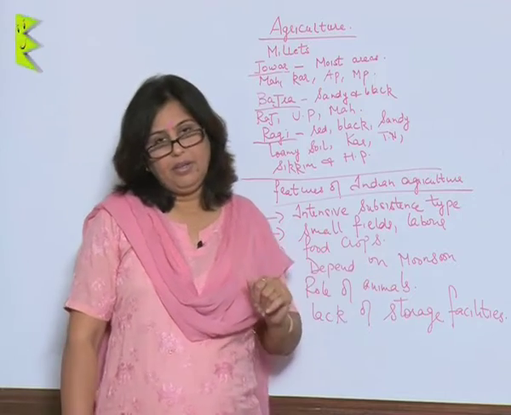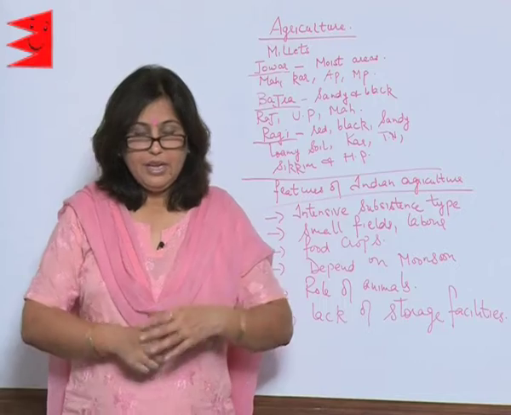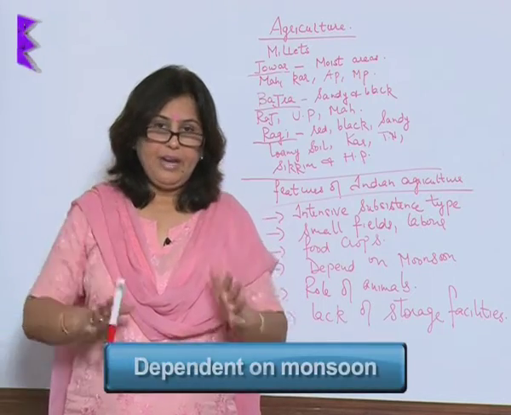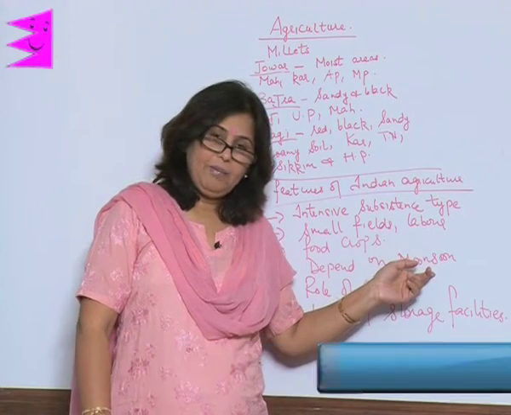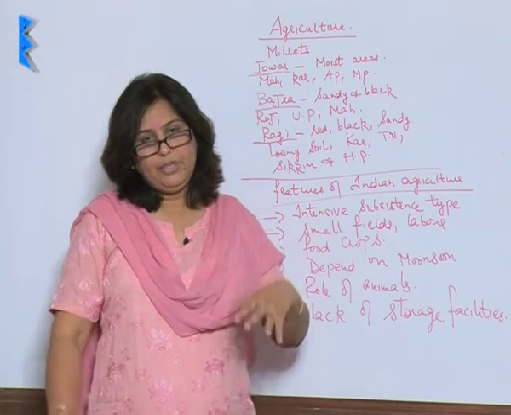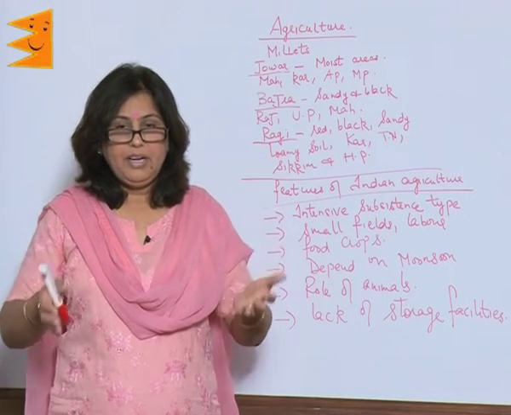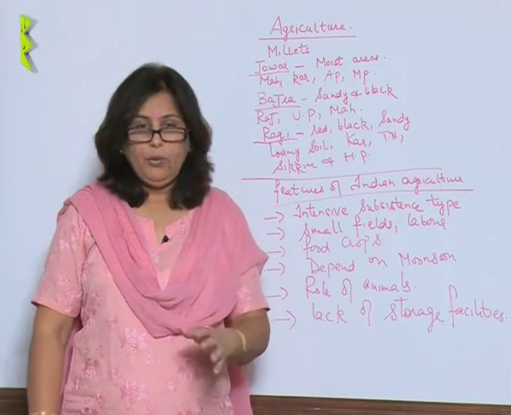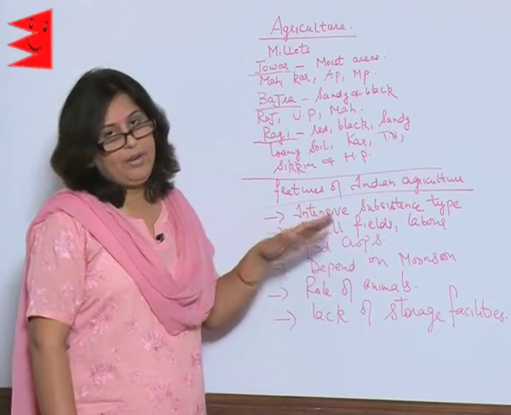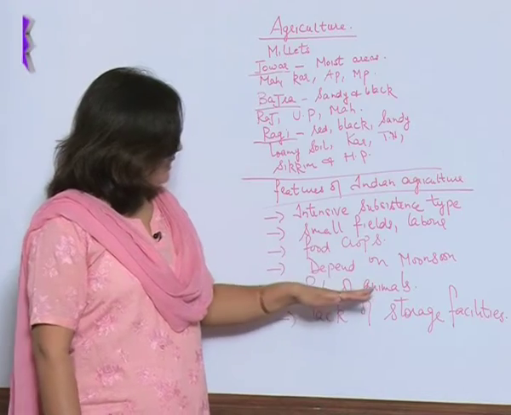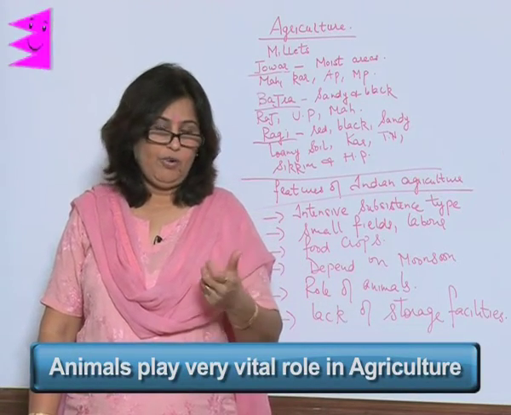The Indian farmer, they say, is always looking at the sky, because he is dependent on monsoon and monsoon alone. If there is a bad monsoon, it is a bad crop. If it is a good monsoon, a happy farmer. That means modern irrigation methods have yet to reach the maximum number of farmers in India, and they depend on monsoon. Next, animals play a very vital role in agriculture in India.